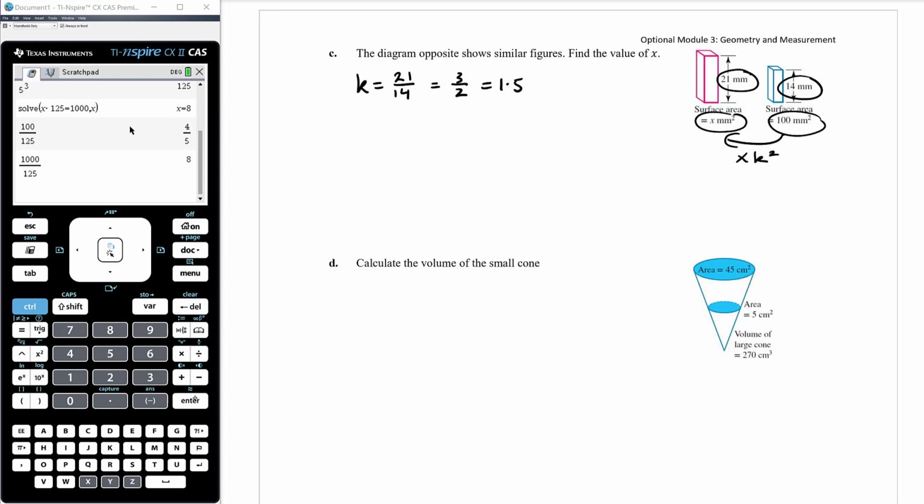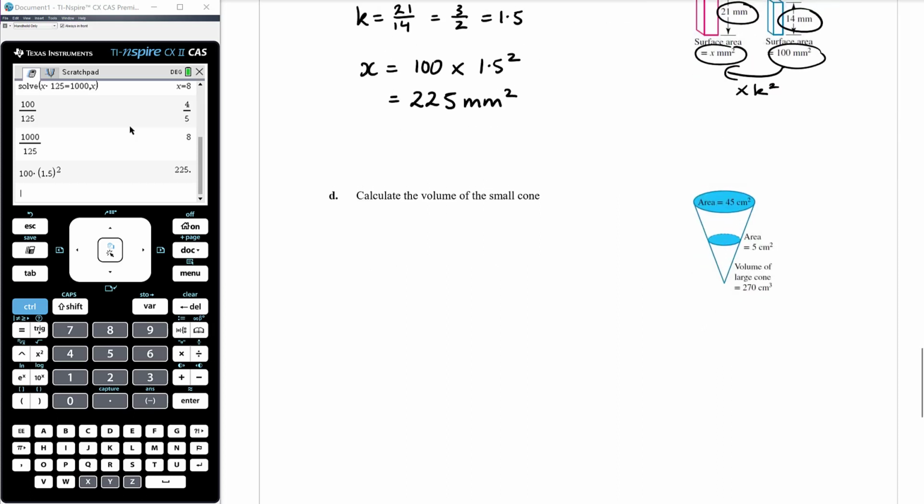Okay, so we know the enlarged area, which is x, is going to be equal to the original area, which is 100, multiplied by the area scale factor, which is k squared, so 1.5 squared. So 100 times 1.5 squared is 225. That's an area, and the units are millimetres squared.